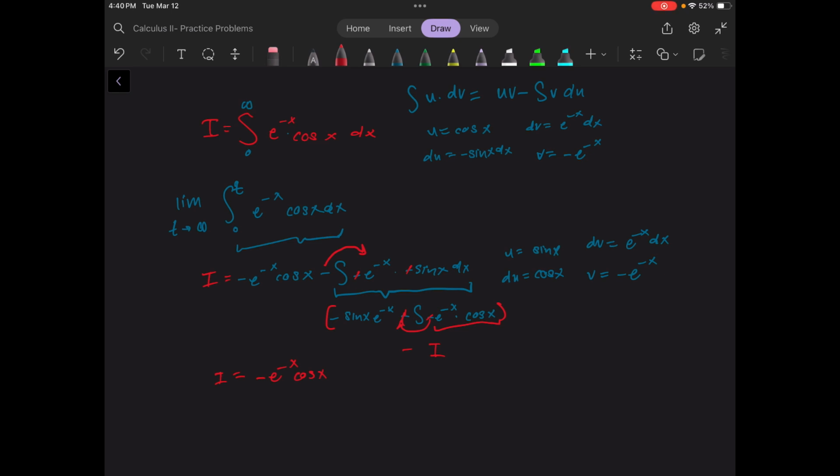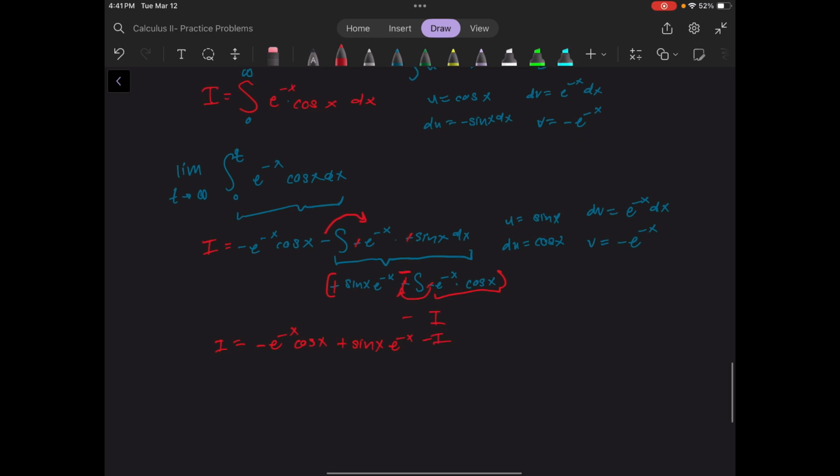That negative gets distributed to this negative and makes it a positive sine x e to the negative x. And then that negative gets distributed to this. Now it's a positive, right? So now we're subtracting that I, which is good. It would only work if that I is subtracted, because now we can multiply it to the other, or add it to the other side.